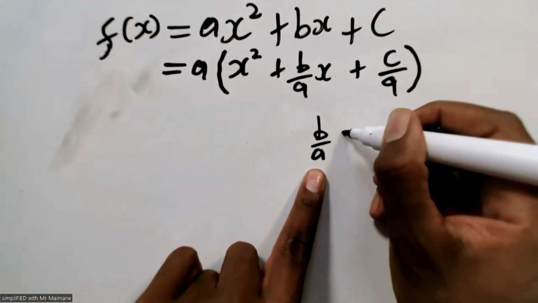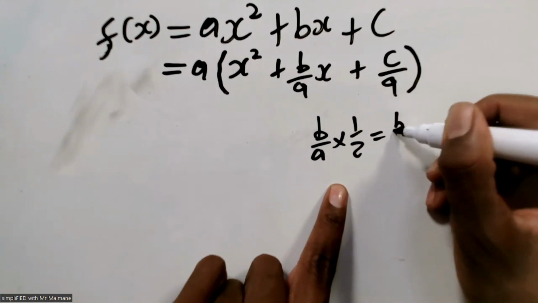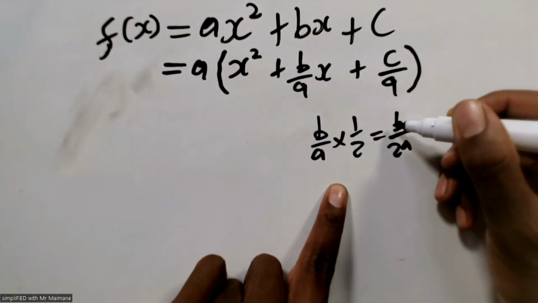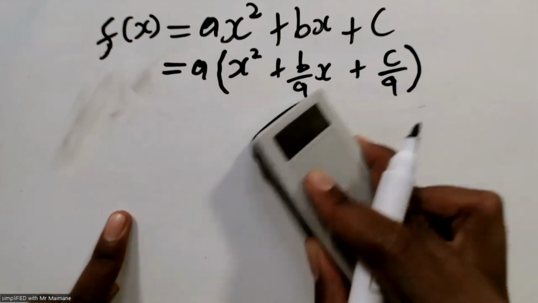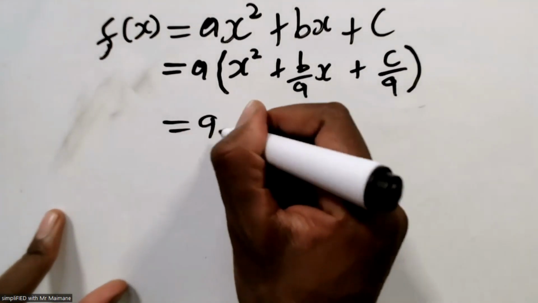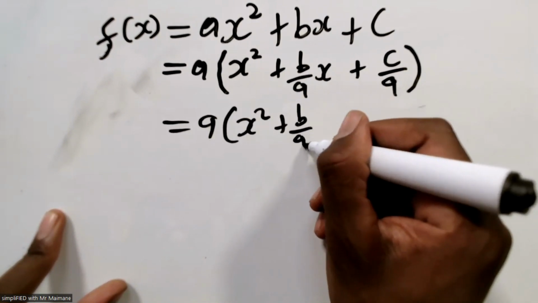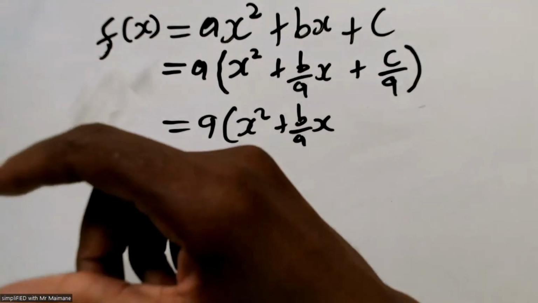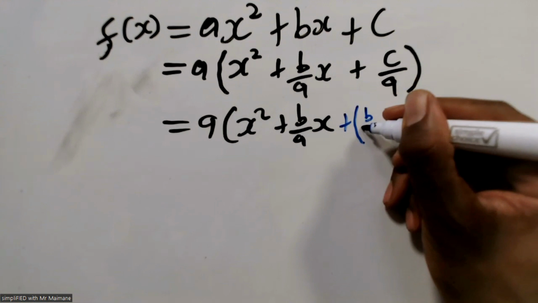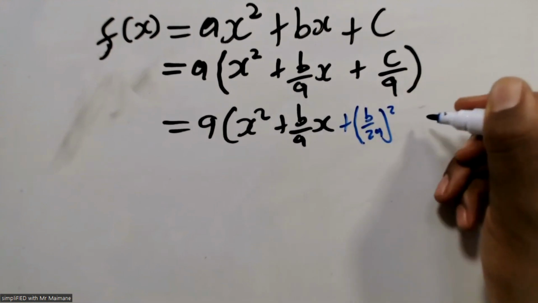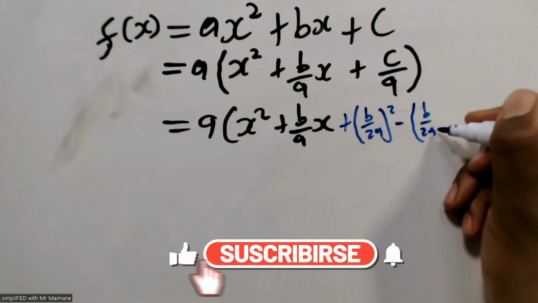So b over a times half is going to be b times 1, which is b over 2a. And then I must add and subtract the square of this. Let's do that. We are completing a square now. So the next step will be a times x squared plus b over a x. And then I add the square of the coefficient of x, b over 2a squared, and then I subtract it again, b over 2a squared.